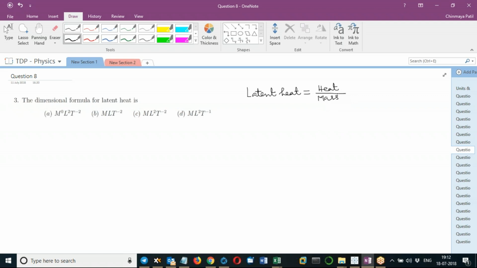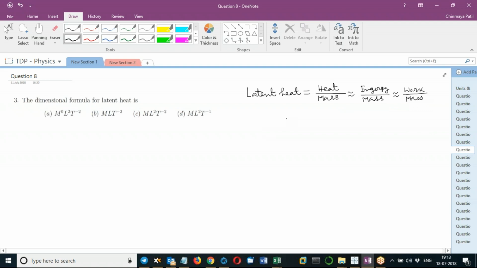Now, heat in the form of energy. So we can make it equivalent to energy by mass. We can write it as energy divided by mass. And as far as the dimensional analysis is concerned, we can make energy equivalent to work. So work by mass.